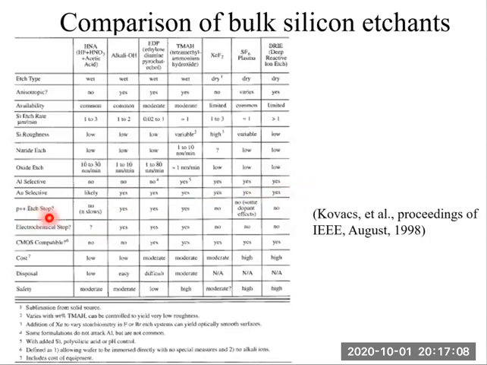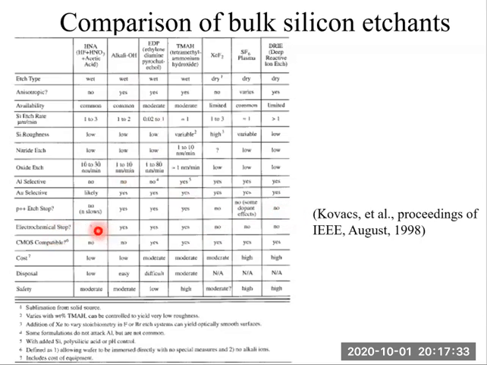P++ etch stop simply means boron etch stop. HNA no. Yes, yes, yes. So boron etch stop is only effective for the three wet anisotropic silicon etchings: KOH, EDP, and TMAH. No, no, no for dry etching. No boron etch stop.